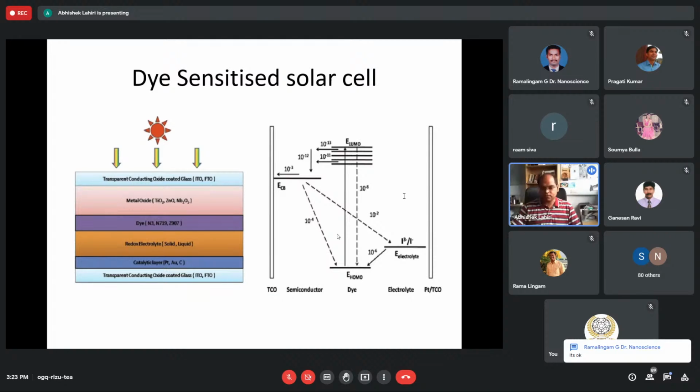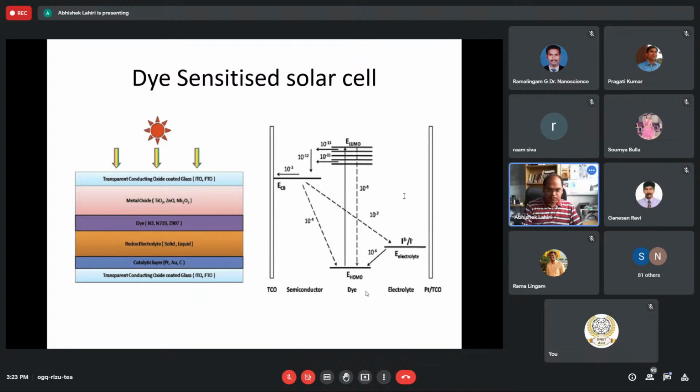Also, again, this is the one interface which is taking place. You have the second interface between the electrolyte and the dye, which also is very important. So the electron has to transfer from the electrolyte to the HOMO level of the dye. So that is equally important. So one has to match both the properties of the dye, transferring electrons and getting electrons from the electrolyte. So both processes are equally important.